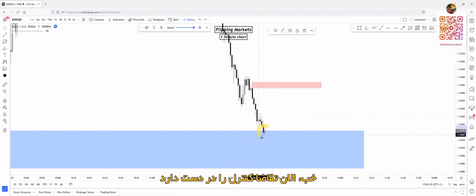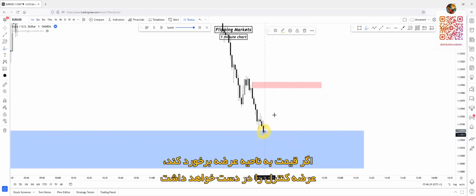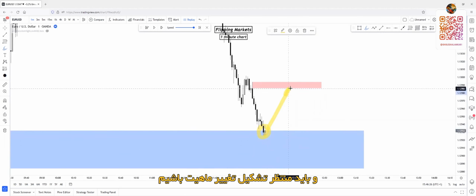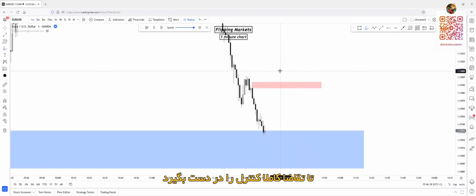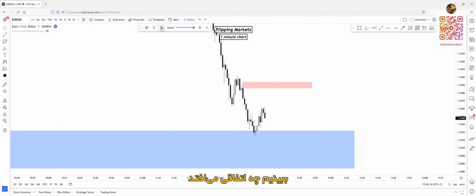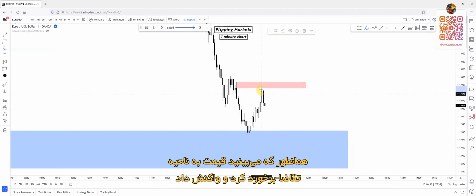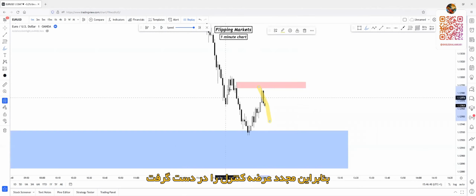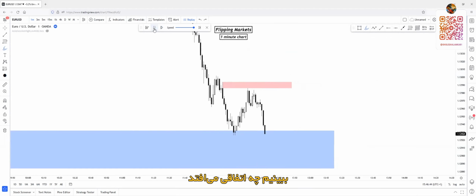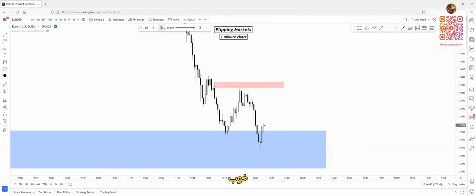Okay, but right now, demand is in control. If price taps this supply zone, supply will be in control. That's why we have to wait for a change of character to let demand be fully in control. Okay, let's see what happens. As you can see, price tapped this supply zone and reacted on it. So supply took over control from demand again. So supply is in control again. Let's see what happens. Let me just play price forward.